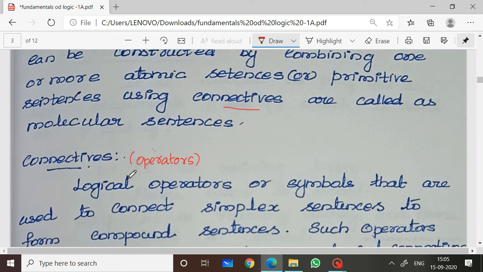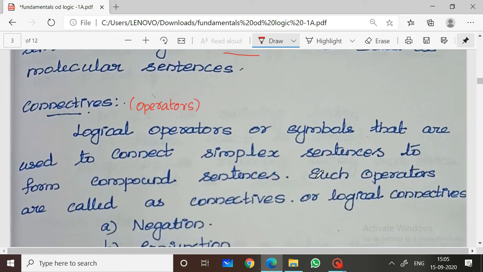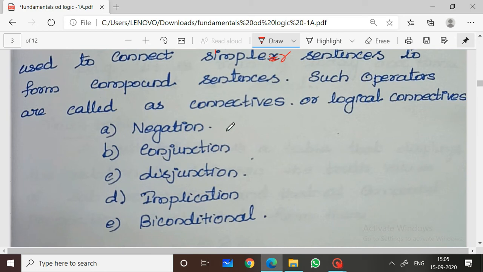Logical symbols or operators that are used to connect simpler sentences or primitive sentences, suppose more than one primitive sentence, using these connective operators to form a single sentence, that is called a compound sentence. Now what are the connectives? Here I have taken all the connectives. In some textbooks only negation, conjunction and disjunction are given, but I have taken all five. First, negation is denoted by this symbol, this is the negation operator. Conjunction is the and operator. Disjunction is the or operator, the V-shaped symbol.